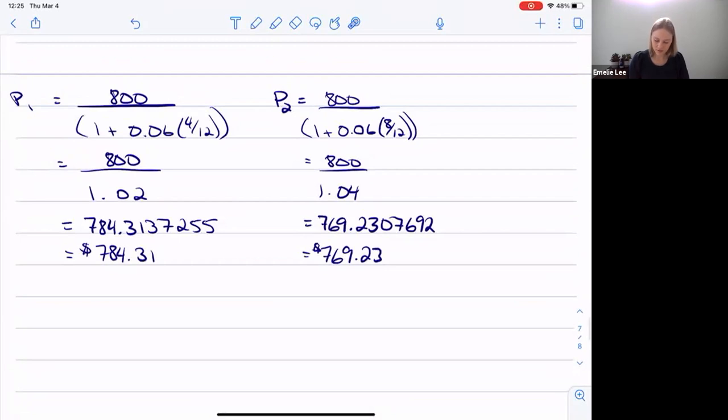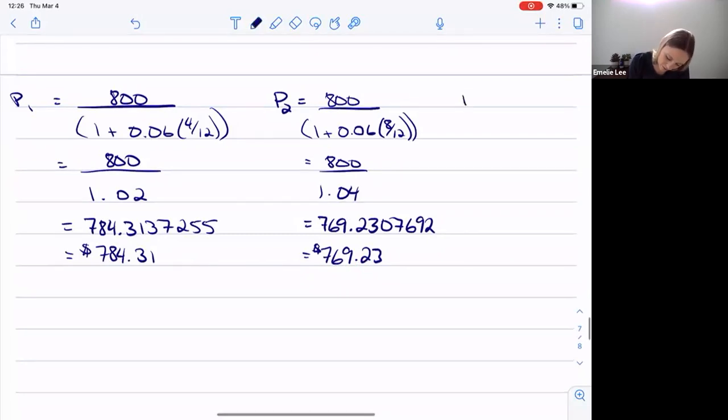Does that make sense? Well, it's been sitting in there for longer. It still grew to 800, right? But because it was in there for 8 months, I only had to start with 769 instead of 784 when it sat there for 4 months. And so they're going to have different principal amounts, because the longer it's been sitting there, the less I had to start with. So it makes sense that this P2 is less than P1. And same idea, I'm expecting P3 to be less than 769 because it's been sitting there for a year.